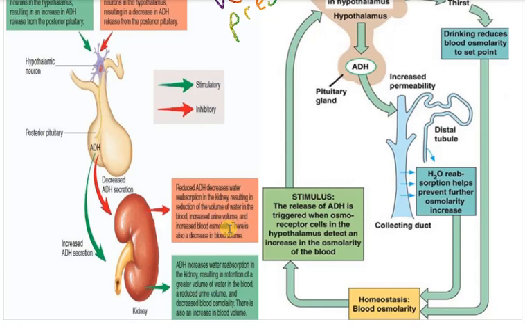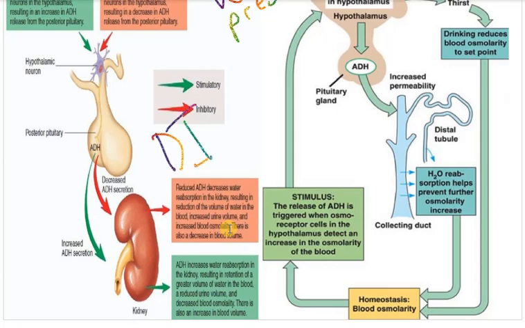reabsorb the water from the collecting duct as well as from the distal convoluted tubule. As a result, it will produce a very dilute urine, or you can say urine that has much more water volume. This is a condition known as diabetes insipidus. Okay, diabetes insipidus. Let me just write it for you. I'm just writing it as DI.